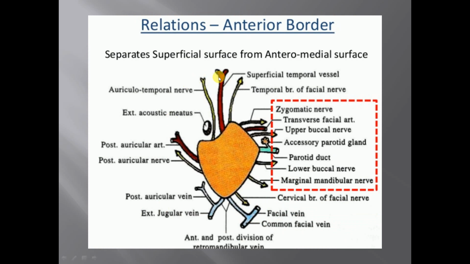Coming on to the relations of the anterior border. This is the anterior border, this is the posterior border, this is the anterior border. So it consists of the zygomatic nerve, the transverse facial artery, the upper buccal nerve, the accessory parotid gland, the parotid duct, the lower buccal nerve, and the marginal mandibular nerve.